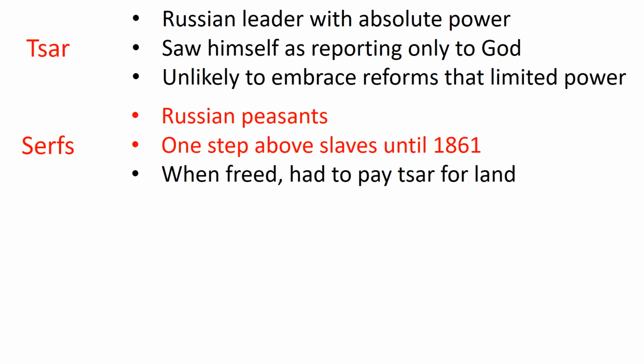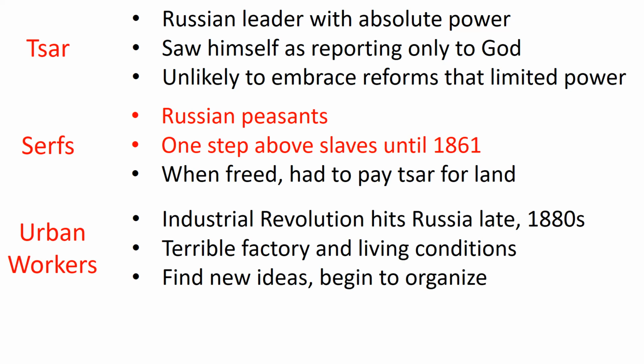But this pattern in which the Tsars used military force to keep the serfs in line started to run into problems because you started to get what are called urban workers. That's because the Industrial Revolution, which we talked about, hit Russia late, in the 1880s. It meant that peasants moved to cities because they didn't have as many jobs working in agriculture. And so they started living in these terrible factories and working, once again, as a lot of cheap labor.